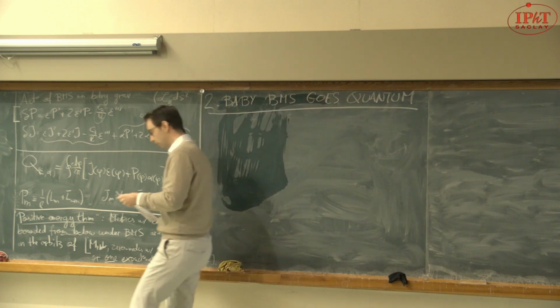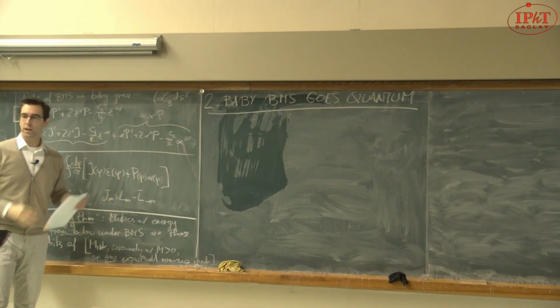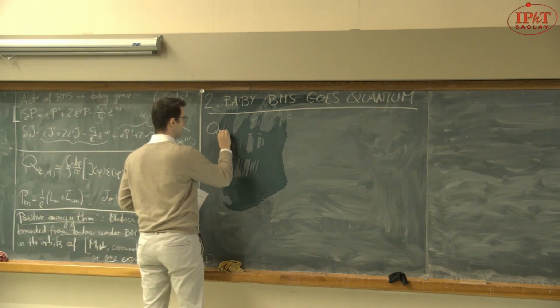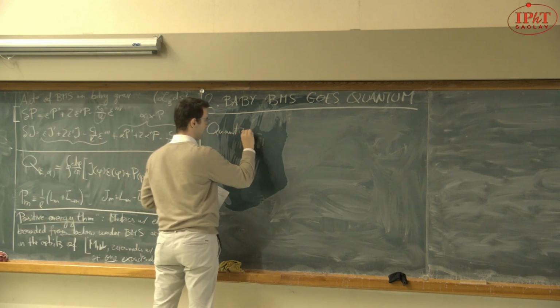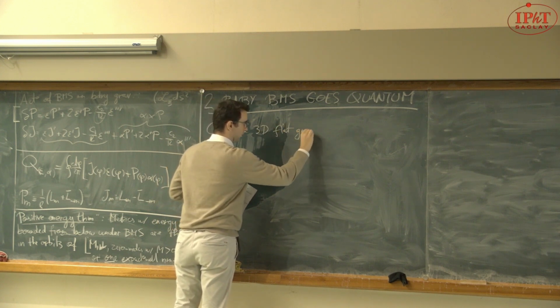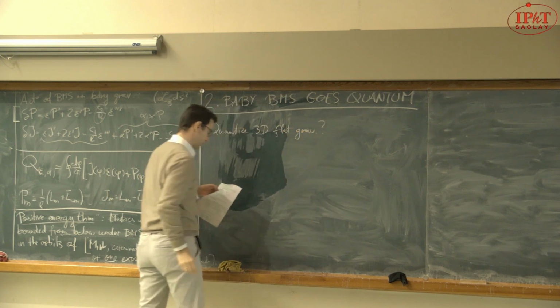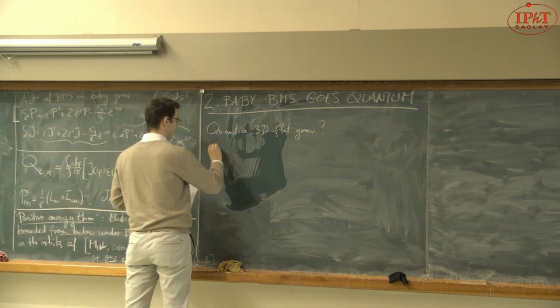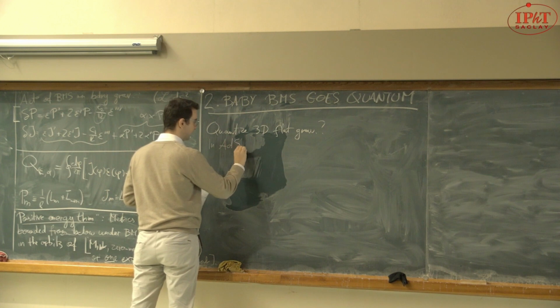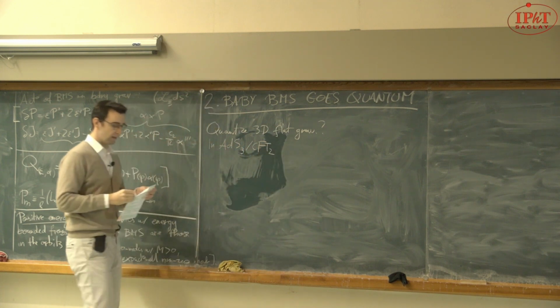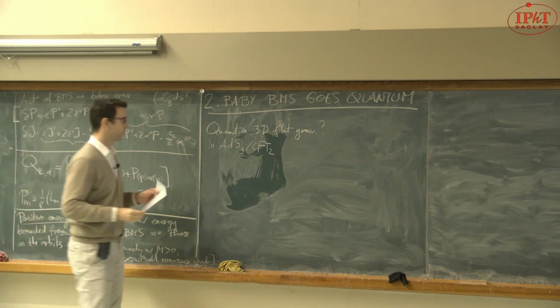Okay, so the question is, we have 3D flat space gravity, and so how can we quantize that theory? That was our initial motivation, and so what we're going to do is really take AdS3/CFT2, as we did, in fact, before. We're going to take AdS3/CFT2 as a sort of inspiration.